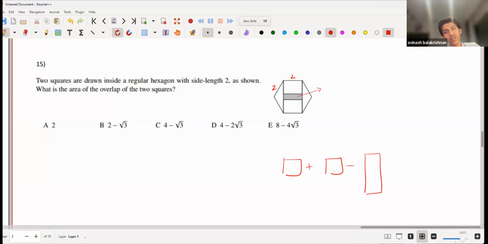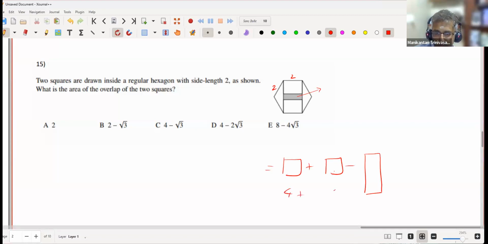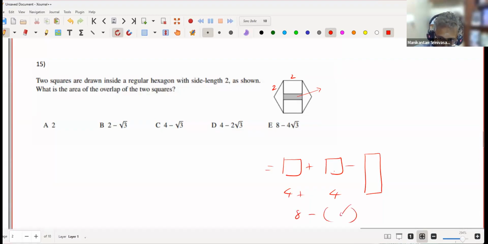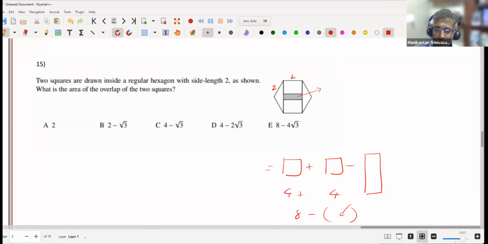Yes, and I think the only option here that even worked would be 8 minus 4 root 3. I didn't even solve it further. Okay, that's very intelligent because he's saying this one is 4 and this one is also 4. So 8 minus something. Okay, that's very cheeky. From a test taking perspective, that's perfect.